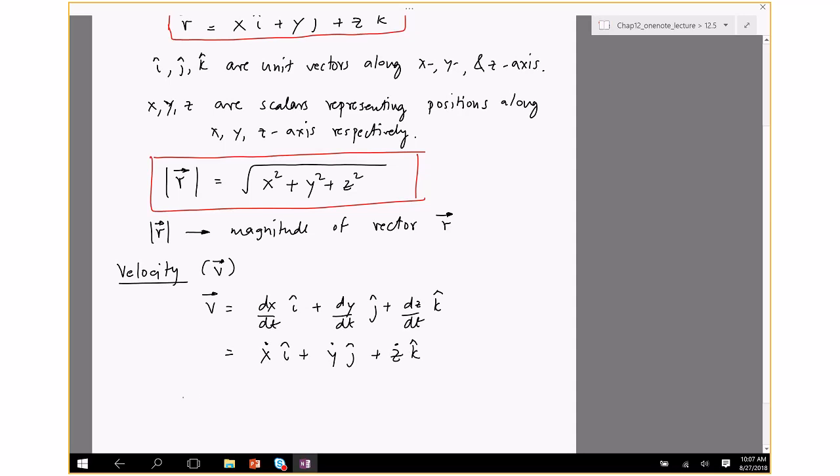Okay, similarly, similar to the previous one, you can find the velocity magnitude. It is simply x dot square plus y dot square plus z dot square.